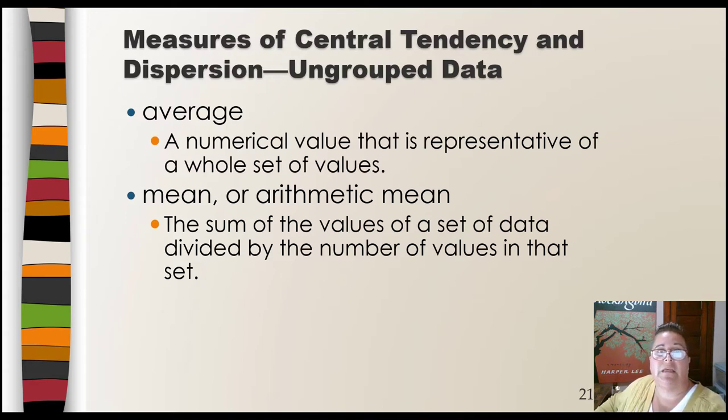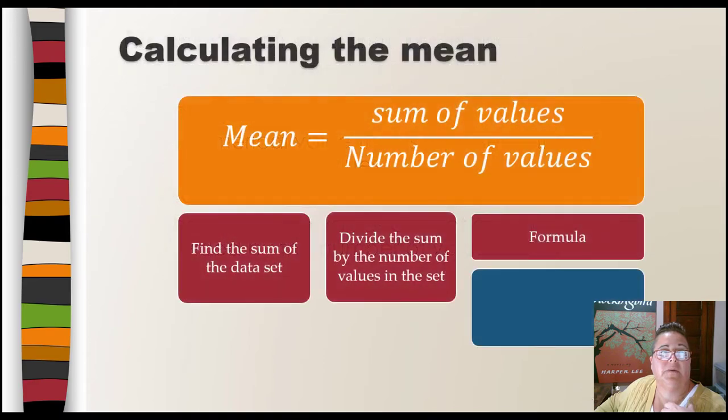Statistically, we call this the mean or the arithmetic mean. We find it by taking the sum of the values of the data set and dividing it by the number of values in the set. So this is how we calculate a mean. You find the sum of values and divide that by the number of values in the set.